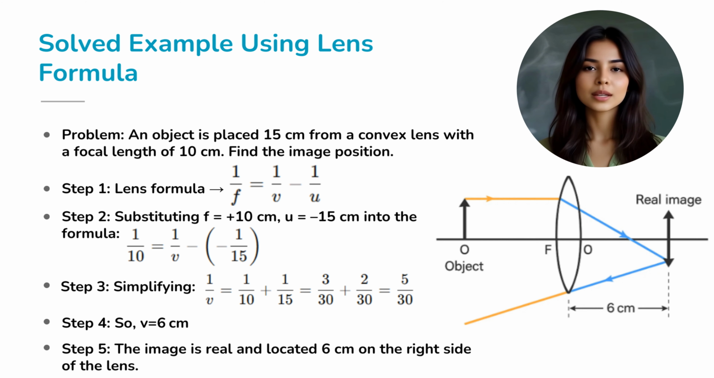So step 5, the image forms at 6 centimeters on the right-hand side of the lens. And because it comes out on the opposite side from the object, we know it's a real image. As you can see in the diagram, the rays meet on the right, showing us exactly where the image appears.